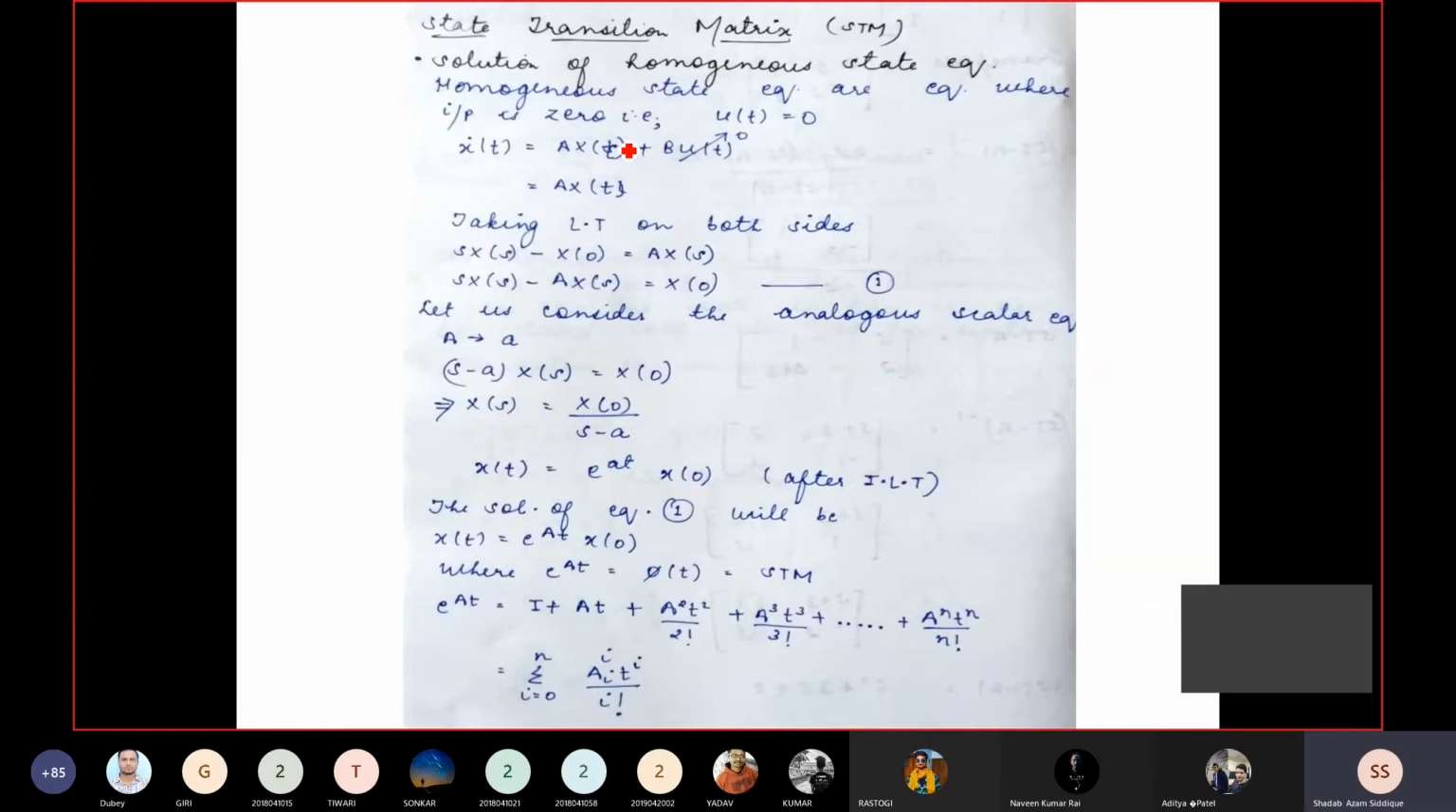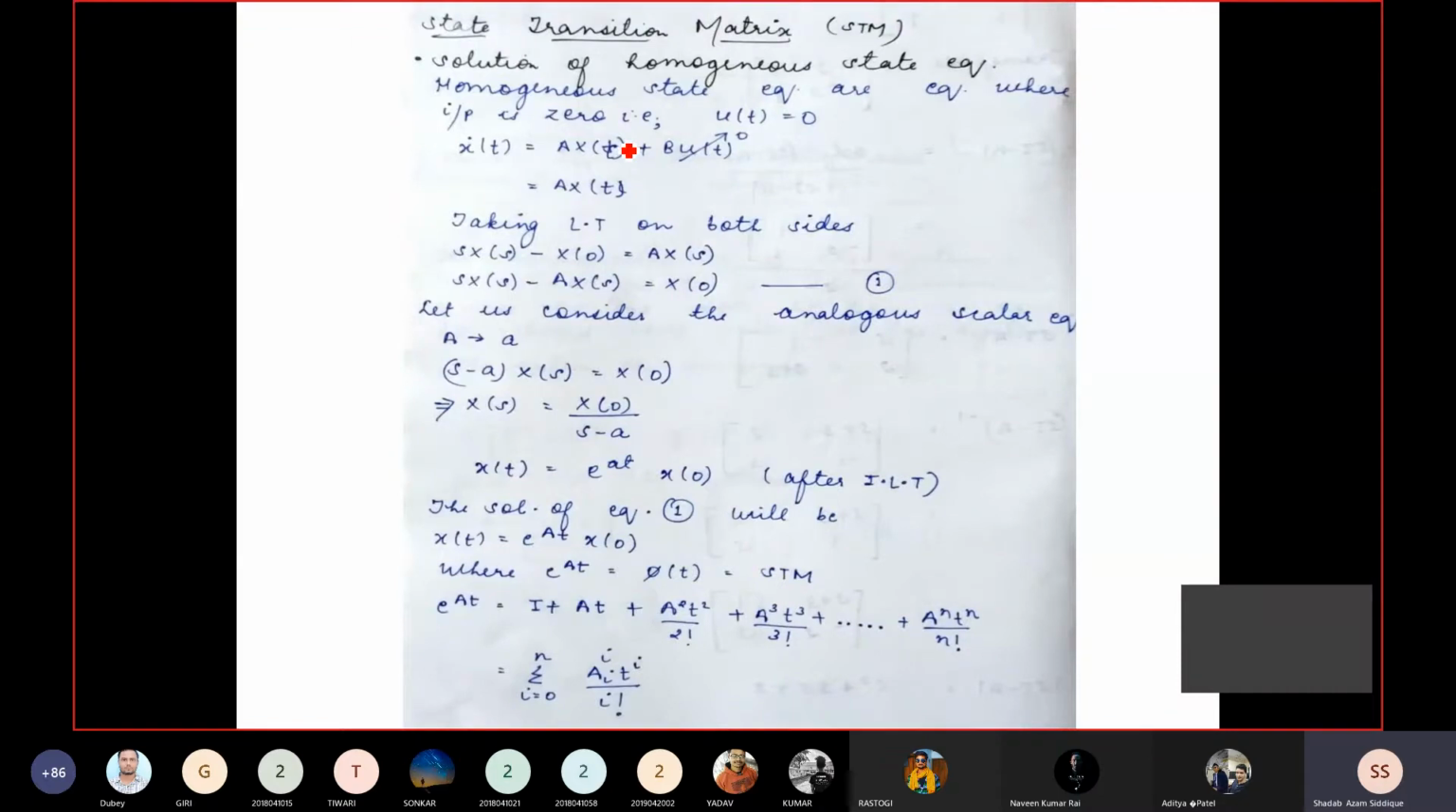Input is zero means that we will have a homogeneous equation. We have the state model equation x dot of t is equal to ax of t plus bu of t, and we substitute u of t is equal to 0. So we get x dot of t is equal to ax of t.